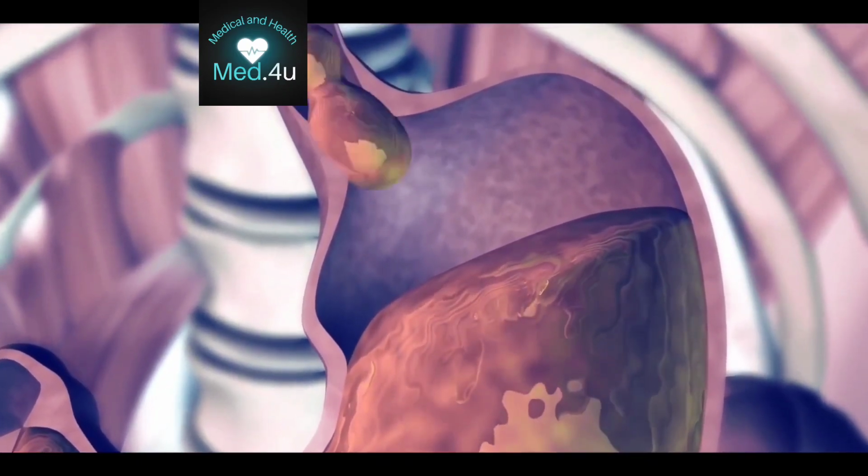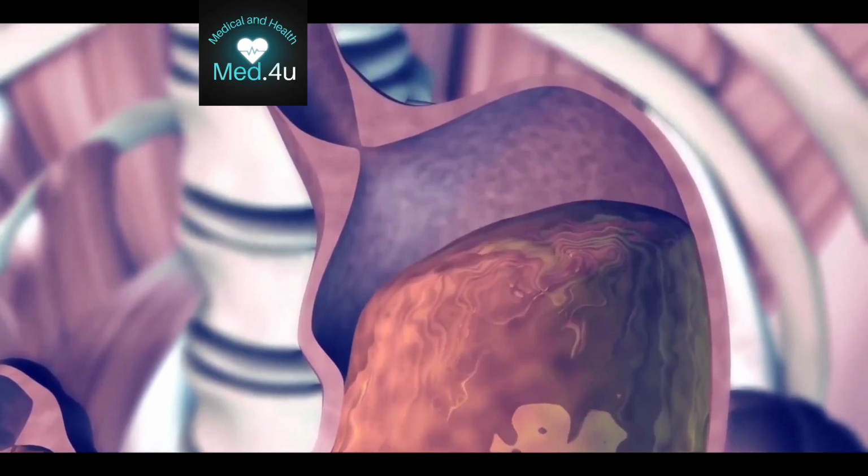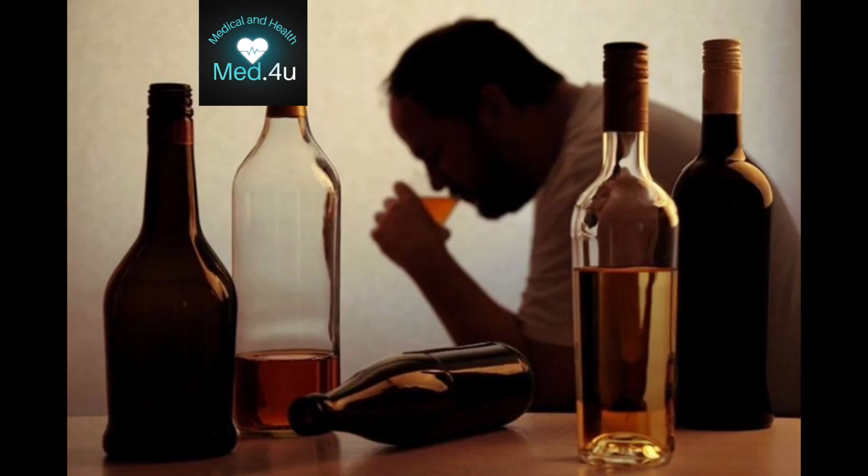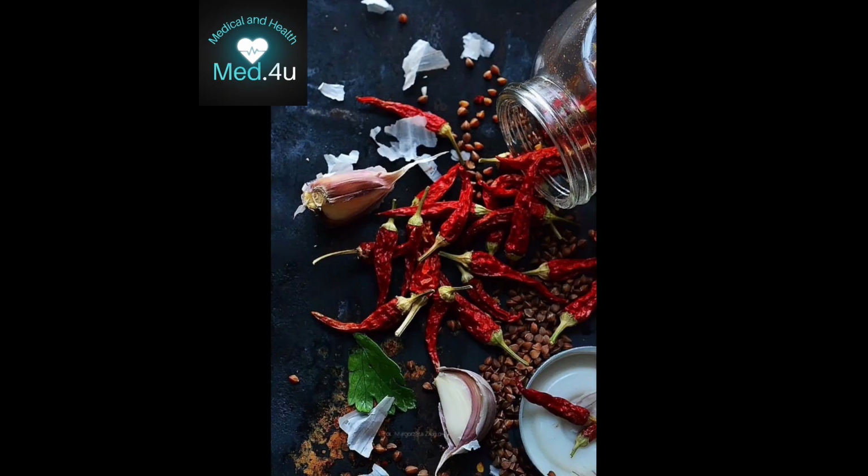3. Other factors. Chronic stress may increase stomach acid production. Alcohol and smoking can weaken the gastric mucosa and increase acid production. Poor diet, consumption of spicy and acidic foods can exacerbate symptoms.